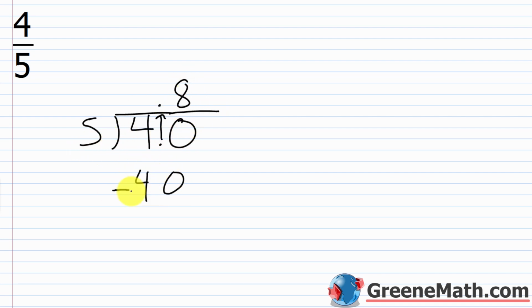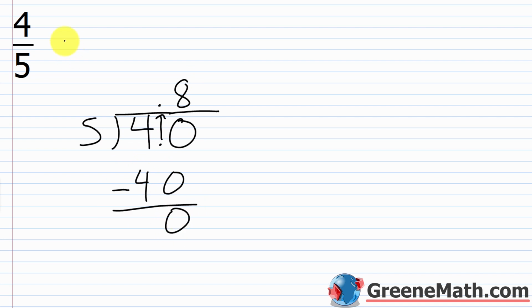So for 4/5, let's do it both ways. The long way would be to say, okay, 4 divided by 5. Put my decimal point here and bring it up. And put a 0 here. 5 is not going to go into 4, but it'll go into 40 8 times. 8 times 5 is 40. Subtracting gets 0.